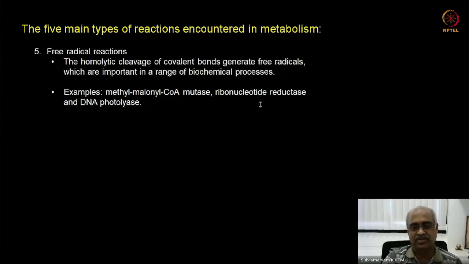We won't be learning about ribonucleotide reductase; we will not have time. But we will learn about methylmalonyl-CoA mutase, where we will see how a free radical helps that reaction. So these are the five types of reactions that we need to keep in mind, and these will keep reoccurring throughout.